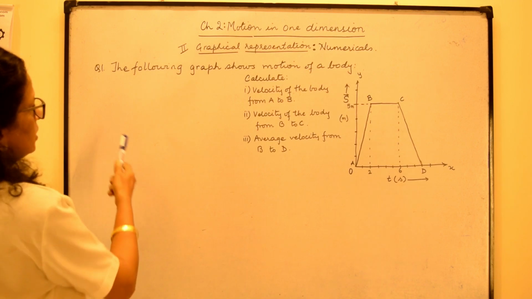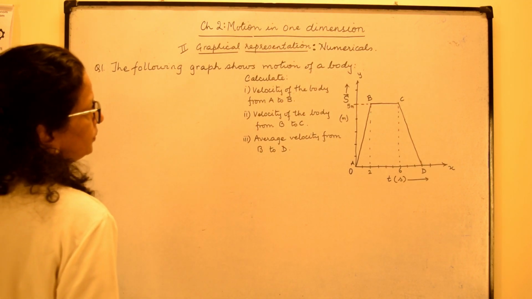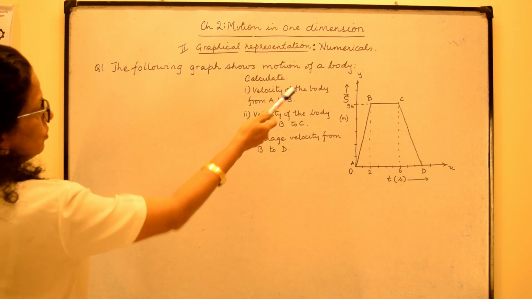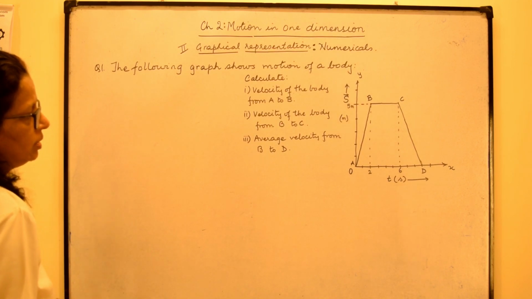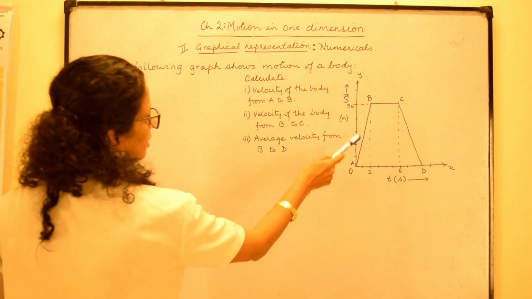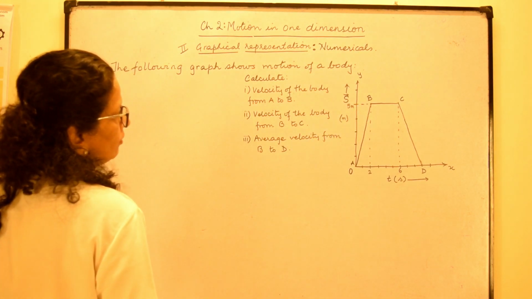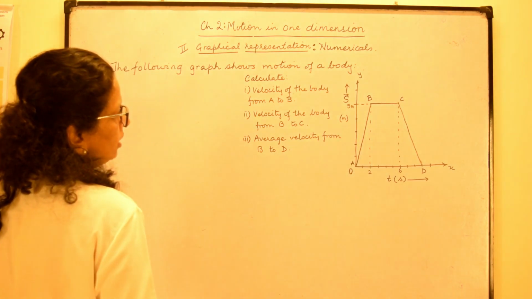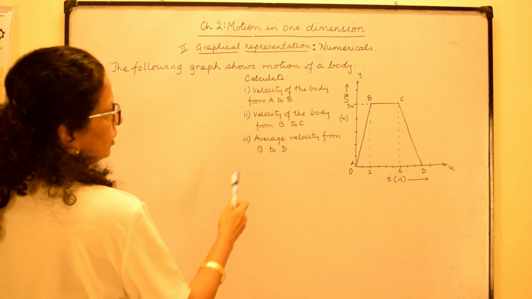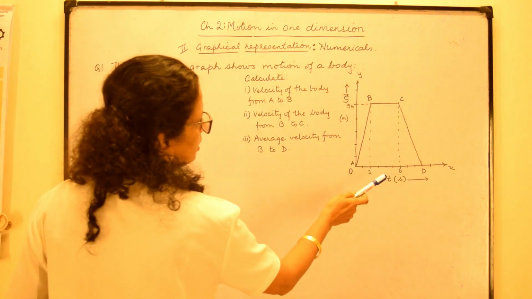As you can see, question number 1 shows a graph. The graph shows the motion of a body. Calculate the velocity of the body from A to B. You can spot A here and B. Velocity of the body from B to C. And the velocity of the body from B to D.